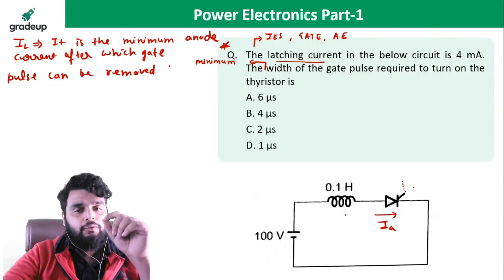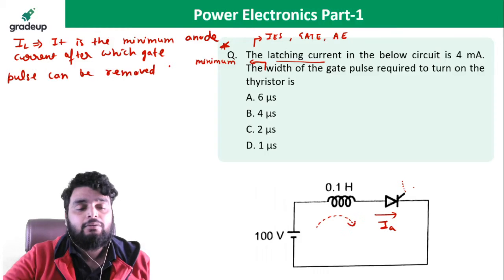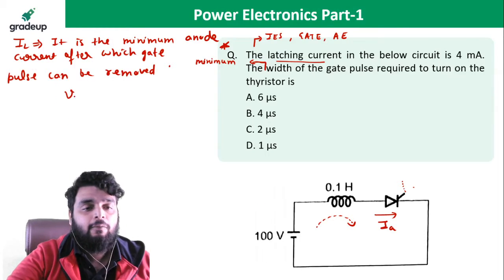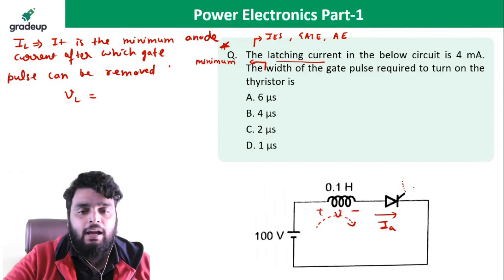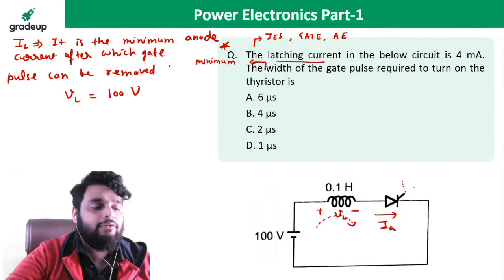First of all, you need to assume that the switch is turned on. The switch is turned on. Then what will be the inductor voltage? See very carefully. What will be the inductor voltage? The inductor voltage comes out to be 100 volt.